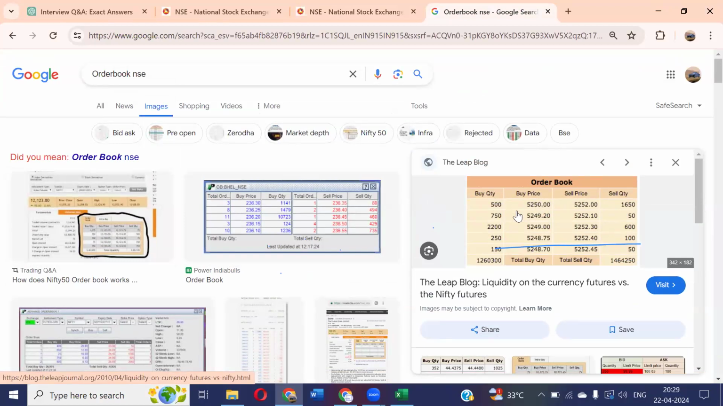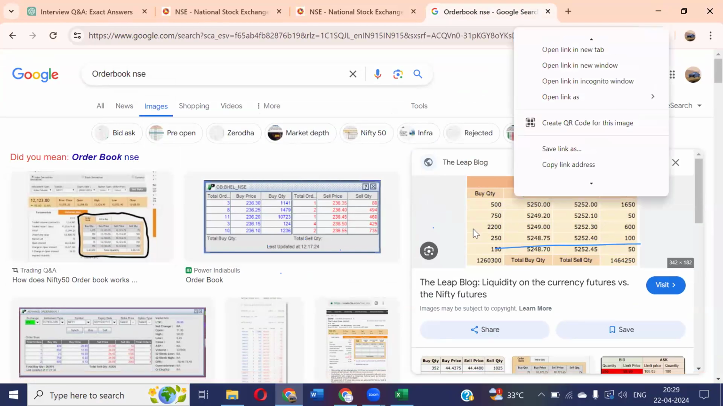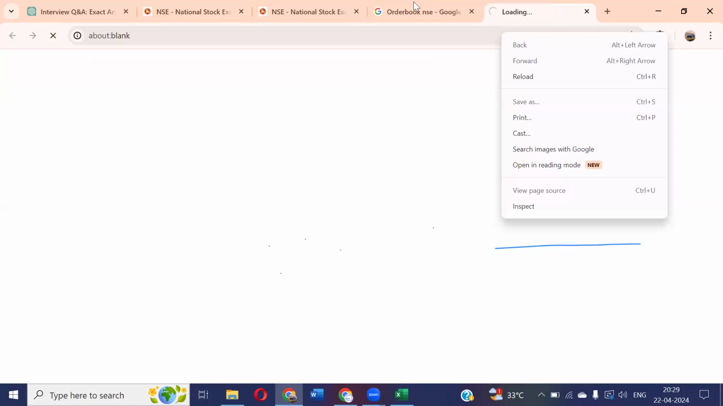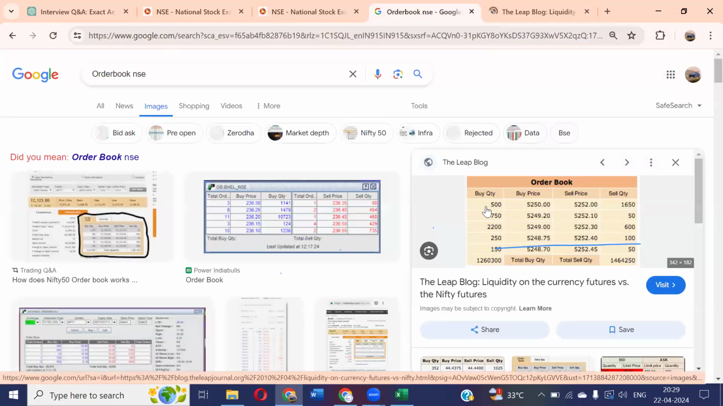In this example, you can see the screen, right? The order book, the orange color one. Yes, Mahesh. Here we can see the buying quantity 500 and the buying price 5250. There is a bid to purchase 500 shares at 5250. The sellers are also ready to sell 1650 shares at 5252.